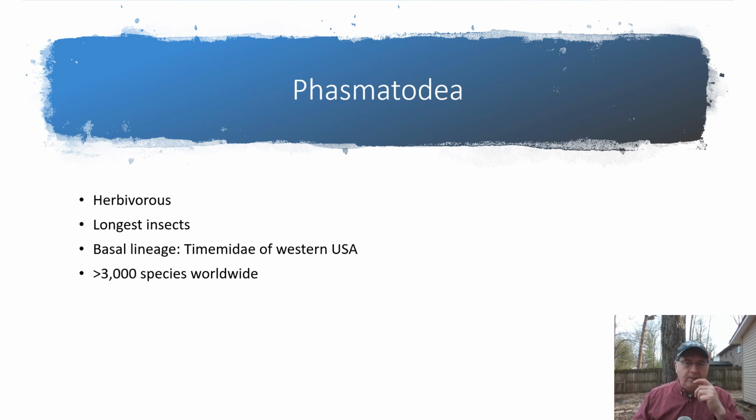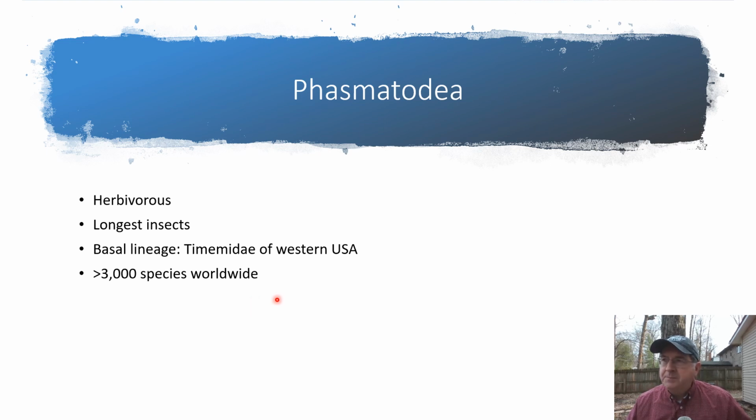I want to point out one interesting and important group that is the basal lineage of the Phasmatodea, and these are the Timemids. Timemids are endemic to the western U.S. and they have been organisms that have been studied intensively to understand their patterns of speciation. I think I'll save the rest of that story for a picture I've got of them coming up. Phasmids are relatively diverse. 3,000 species worldwide. We only have a single species here in our area, but they get more diverse, especially in the tropics.